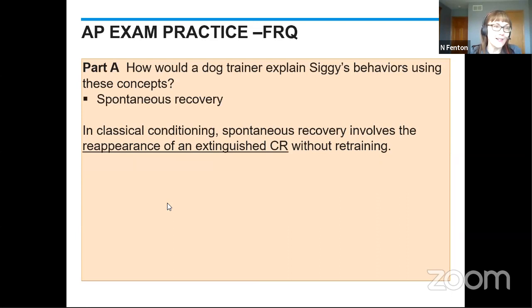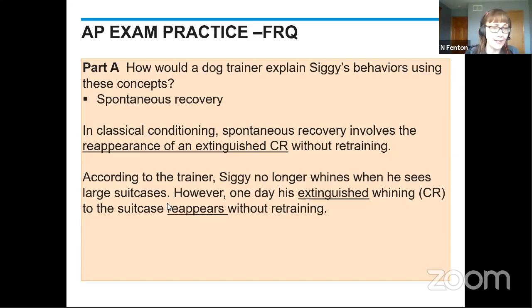Okay, spontaneous recovery. In classical conditioning, this is the reappearance of an extinguished conditioned response without retraining. So if it's relearning, that's different. That's Pavlov bringing out the meat powder and the bell together again. So according to the trainer, Siggy no longer whines when he sees the large suitcases. There's your extinction.